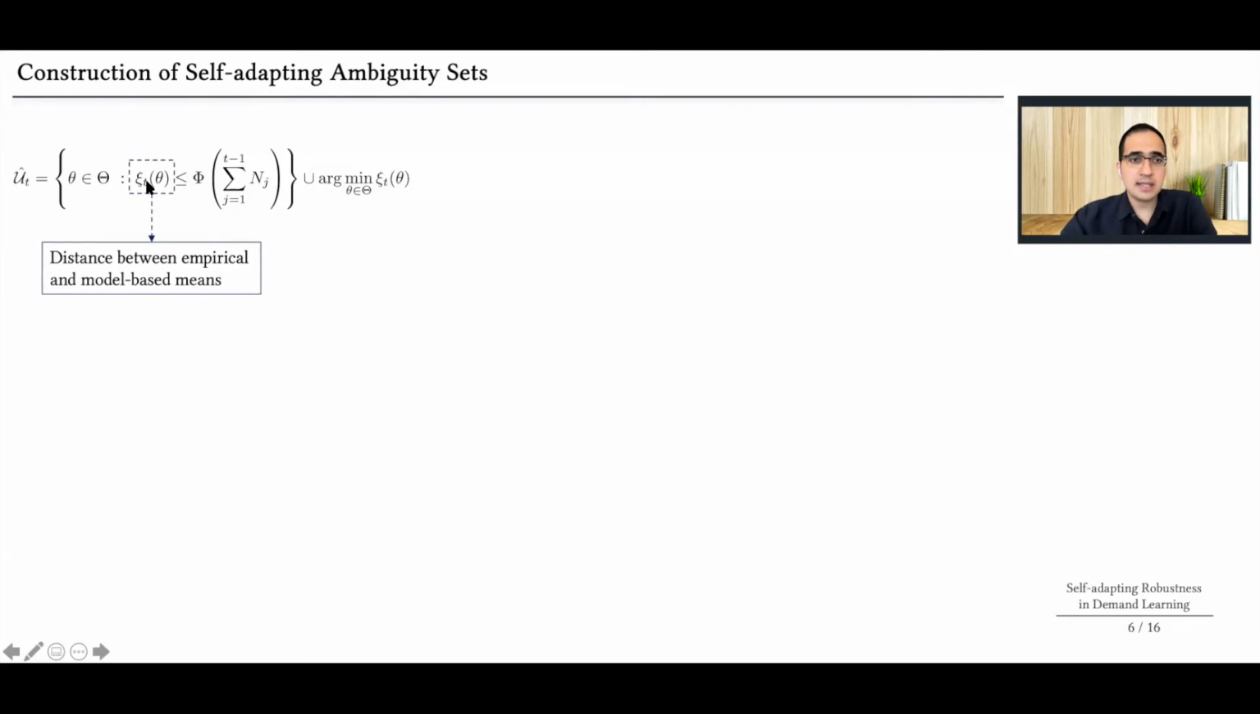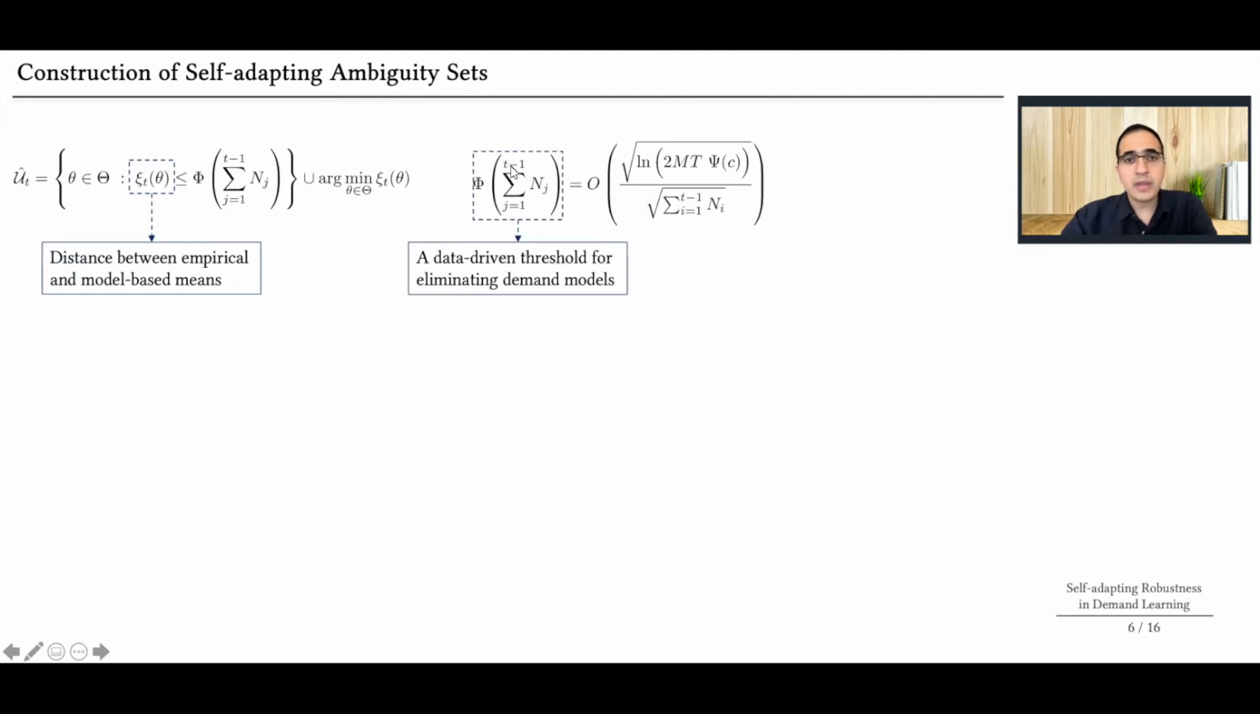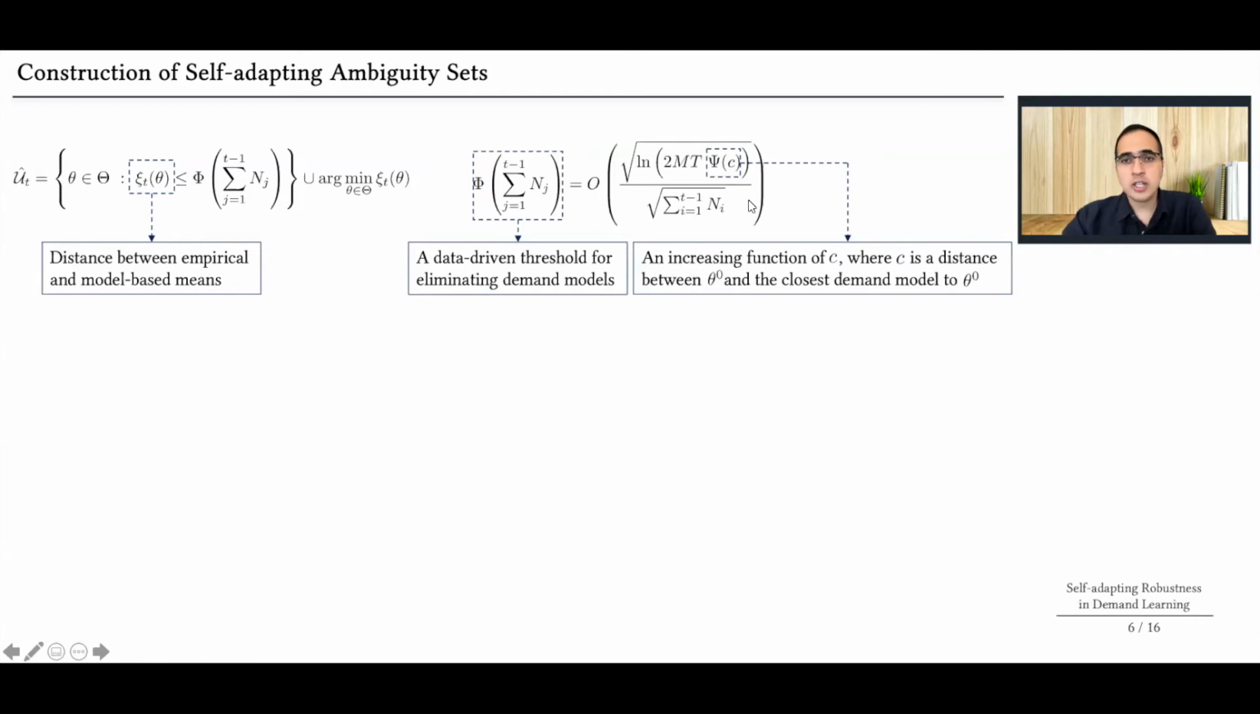The Kc is a distance between empirical and model-based means. And this data-driven threshold is computed in this way, and its rate depends on 1 over the square root of the total number of data points that are revealed up to time t-1. This data-driven threshold is used to eliminate the demand models in the uncertainty set, and it depends on some constants like 2, m, t, and psi of c, where psi of c is an increasing function of c, where c is a deterministic distance between theta naught and the closest model to theta naught.